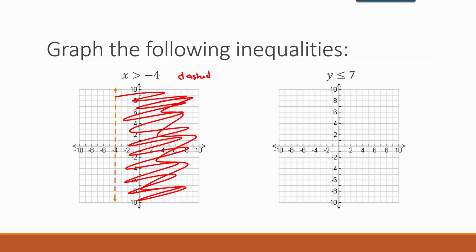Now what about y is less than or equal to 7? Well, we have the or equal to bar in this one, so that is a solid line. Solid line underneath the inequality, solid line. y equals a number gives us a horizontal line crossing the y-axis at that particular number. So we would go to 7 on the y-axis and draw a horizontal line.